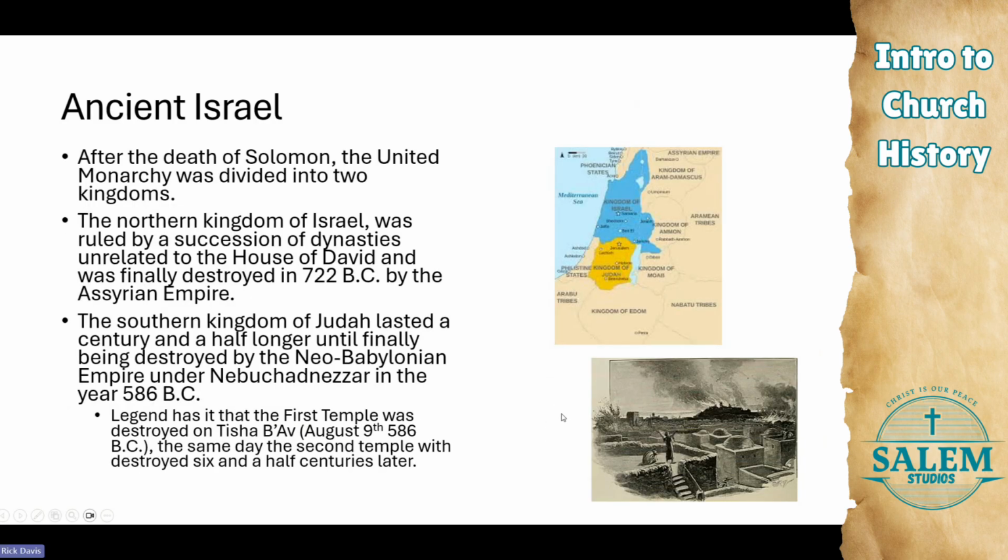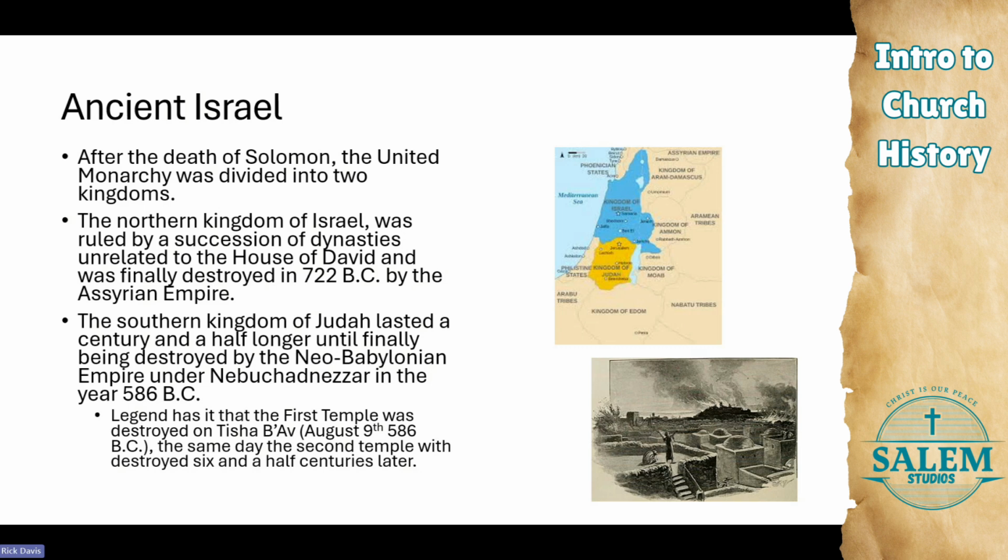So, as I mentioned, after the death of Solomon, the United Monarchy is divided into two kingdoms. The northern kingdom of Israel was ruled by a succession of dynasties unrelated to the house of David and was finally destroyed for its wickedness and idolatry, as recorded in the Chronicles as well as in 2 Kings, by the Assyrian Empire. The southern kingdom of Judah lasted about a century and a half longer until finally being destroyed by the Neo-Babylonian Empire under Nebuchadnezzar in the year 586 BC.